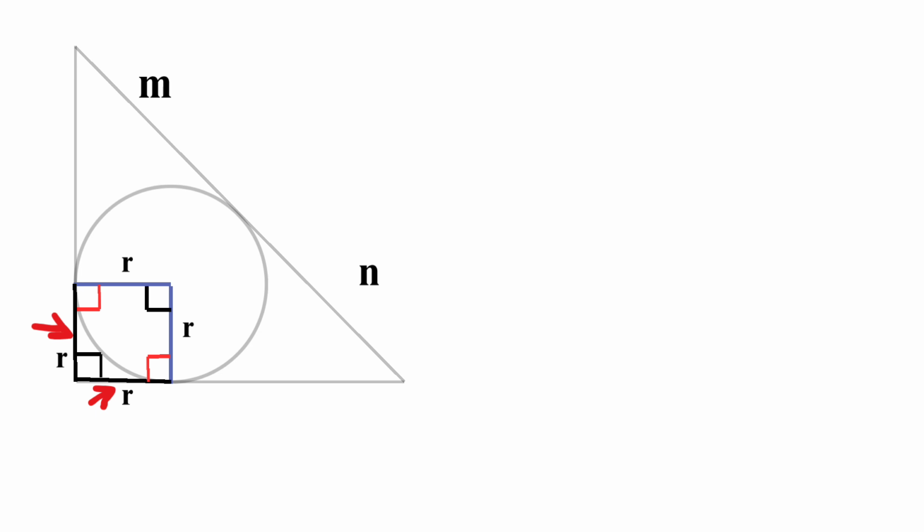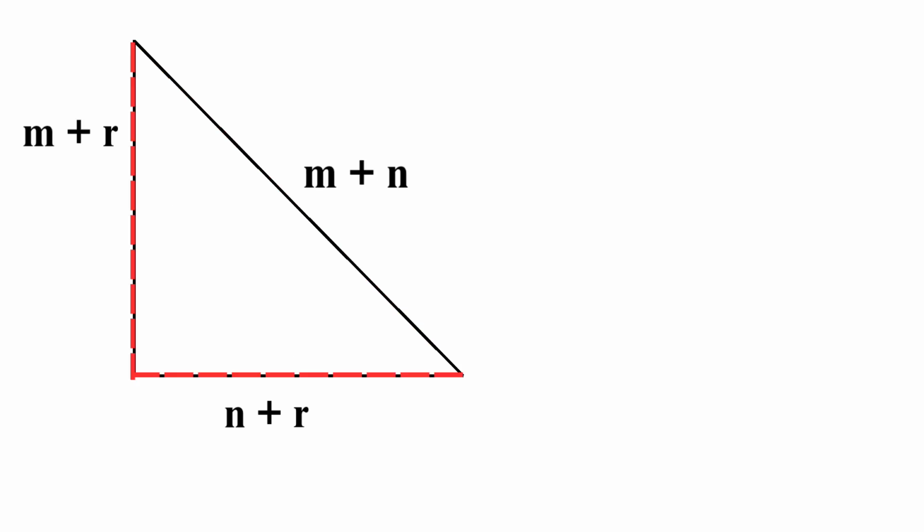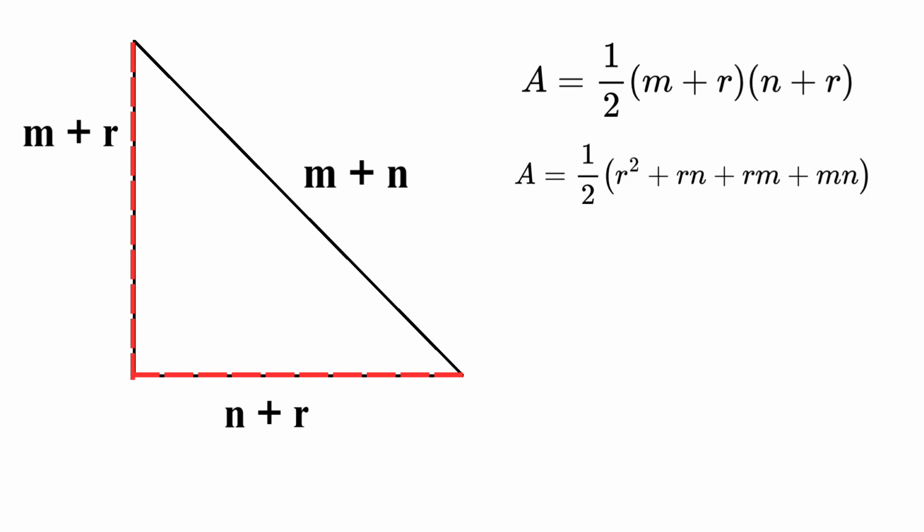The length of this leg of the triangle is m plus r, while the length of the other leg is n plus r. Furthermore, the hypotenuse has length m plus n. Since this is a right triangle, its area can be expressed as one half the product of its two legs, that is, 1 over 2 into m plus r into n plus r. Now, let us expand this expression. Multiplying out, we obtain r times r equals r square, r times n equals rn, r times m equals rm, and m times n equals mn.